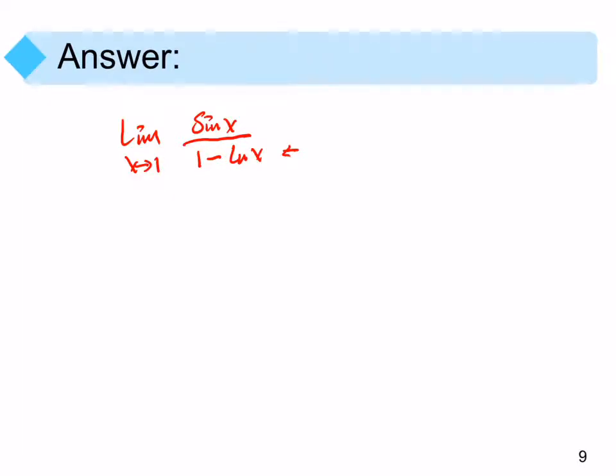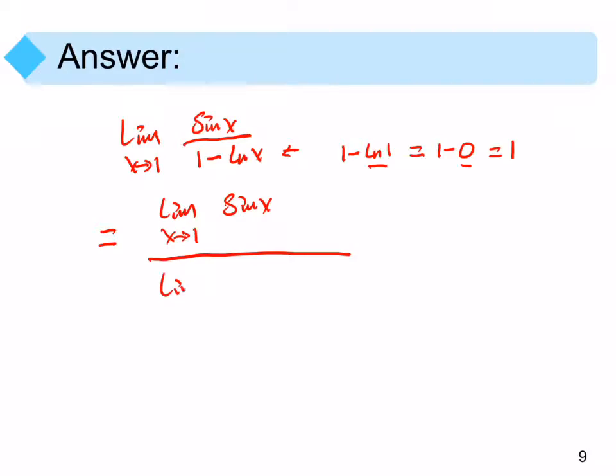Notice this denominator. The denominator when x equals 1 is 1 minus ln 1, which equals 1 minus 0, because the value of ln 1 is 0. So the denominator equals 1, which is not equal to 0. So we can use the quotient law to calculate this function's limit. The limit of a quotient equals the quotient of the limits. So it goes to the limit as x goes to 1 of sin x, divided by the limit as x goes to 1 of 1 minus ln x.